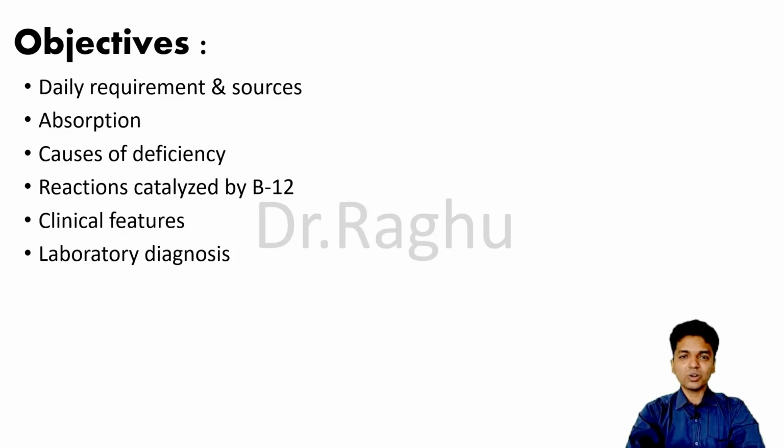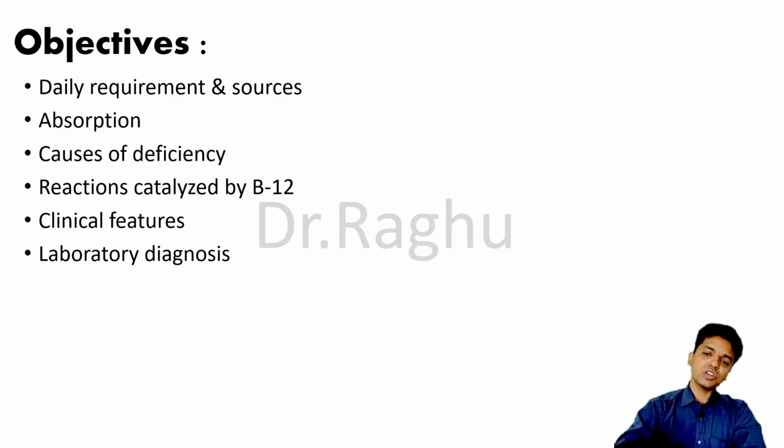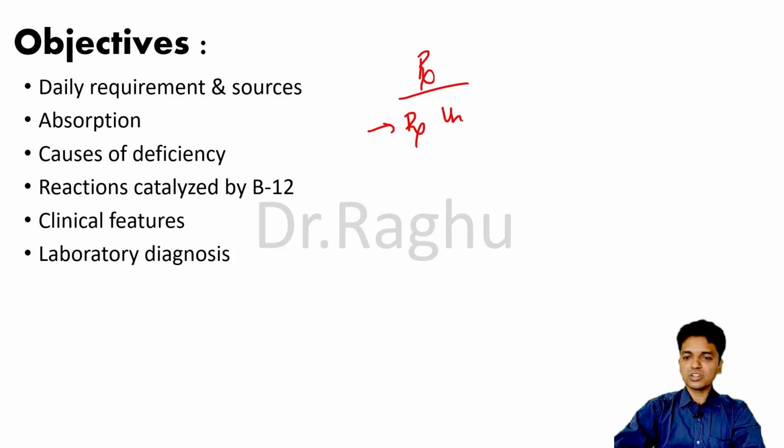Next, we have seen 3 important causes of deficiency: impaired intake, excessive demand, and malabsorption. 3 important reactions are catalyzed by vitamin B12. One is formation of thymidine, second is conversion of homocysteine into methionine, third is conversion of methylmalonyl CoA into succinyl CoA. Then we have seen the clinical features in detail. Remember the neurological features and complications, and then we have also looked into the laboratory diagnosis. Now you can ask me why I have not included the treatment. Because for treatment, we will say only one thing: treat the cause.